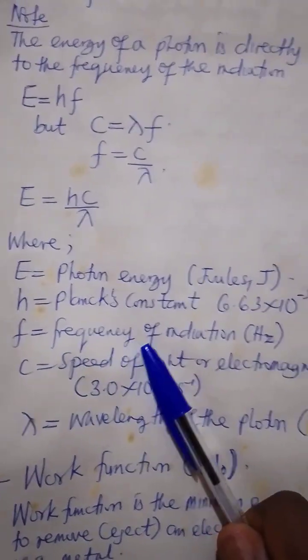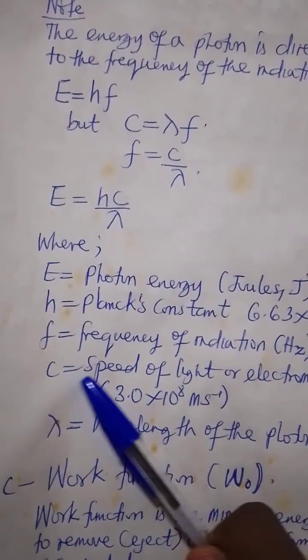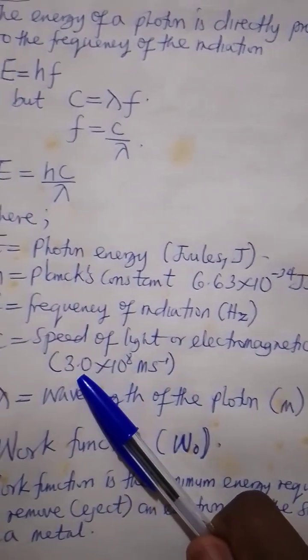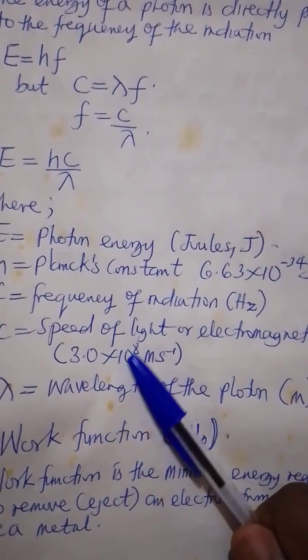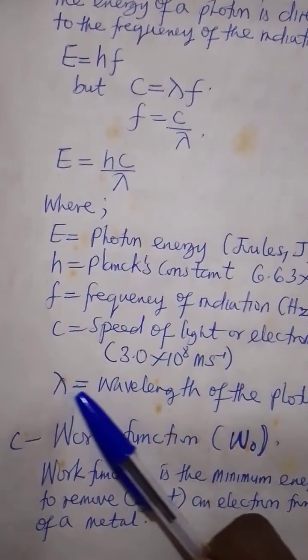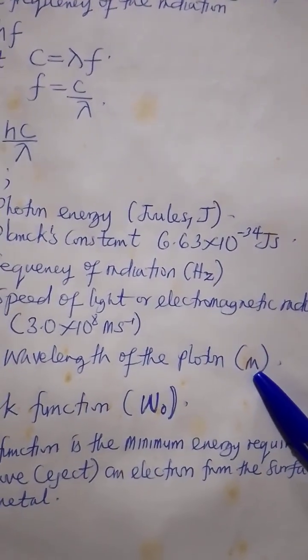f is frequency of radiation measured in hertz. c is speed of light or electromagnetic radiation, and it is given as 3.0 × 10^8 meter per second. Lambda is the wavelength of the photon measured in meters.